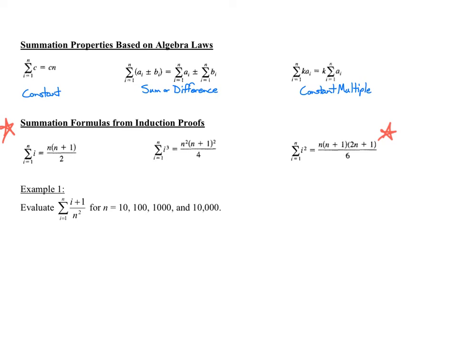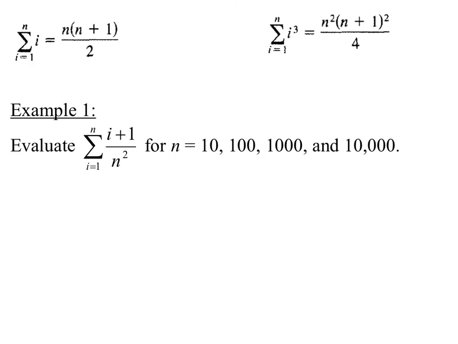So the key here is going to be simplifying the sum, first of all. Okay, so I'm going to use some of the properties. Notice that the counter is i equals 1 to n. All right, so I can treat this 1 over n squared as simply a constant. So I'm going to factor that out. I'm going to make it 1 over n squared times the sum from i equals 1 to n of i plus 1.